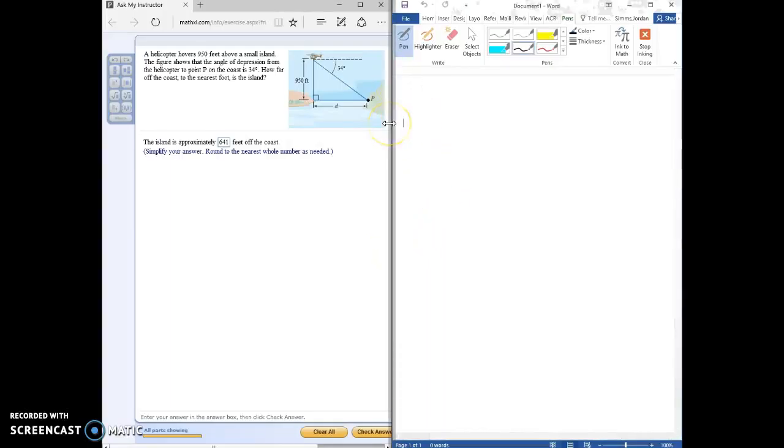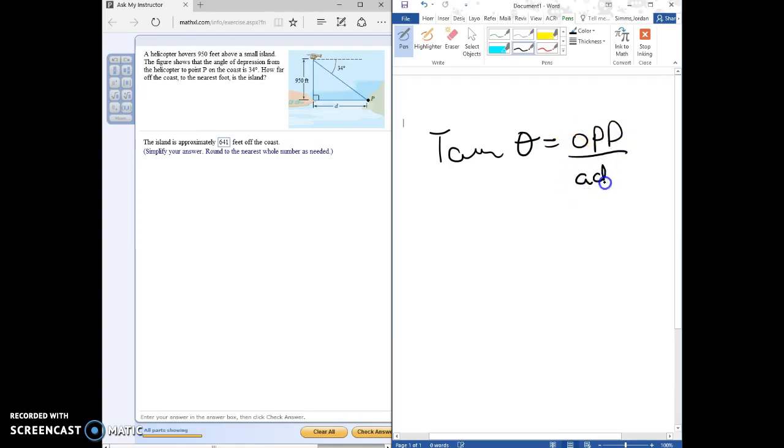What we've got to remember is that all of this is with respect to point P. So if we think about this in terms of point P, we know the opposite side and we know the adjacent side. So we know we're dealing with a tangent function here. I'm going to write tan of theta is the opposite over the adjacent, and it's always with respect to point P.